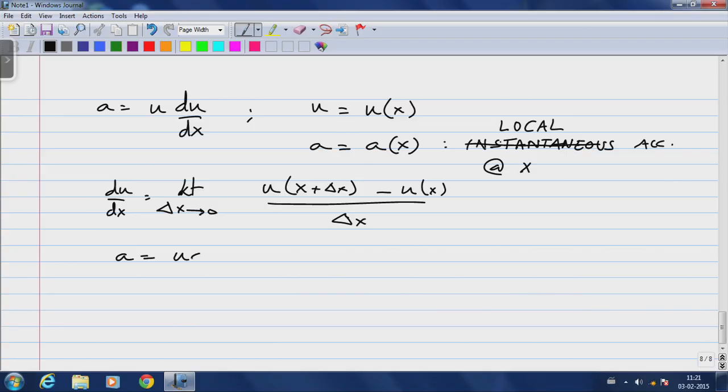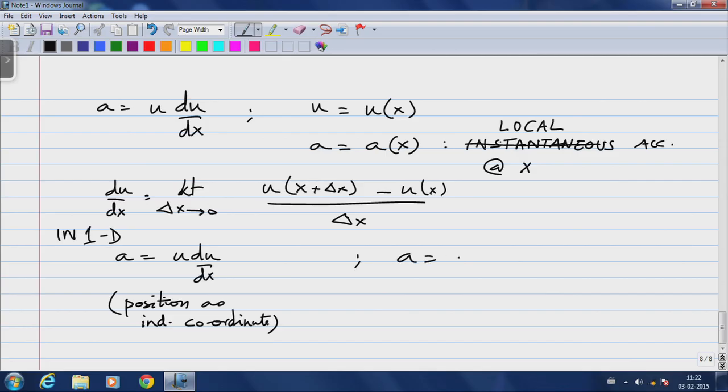So, if I now put these two together, a is u du/dx in one dimensional motion if I am using position as the independent coordinate, and a is du/dt if I am using time as the independent coordinate.